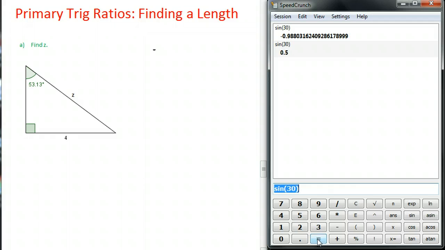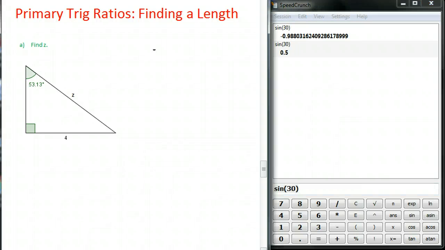Okay, let's come over to this problem now. The first thing I notice with this problem is that I have a right angle triangle. The unknown is a length, and I'm given an angle, and I have one other side. So what I'm going to do first is recognize that I'm going to use my primary trig ratios. And so I'm going to write out the helpful saying, SOH CAH TOA. So I need to decide if I'm going to use sine, cosine, or tangent to find this length z.